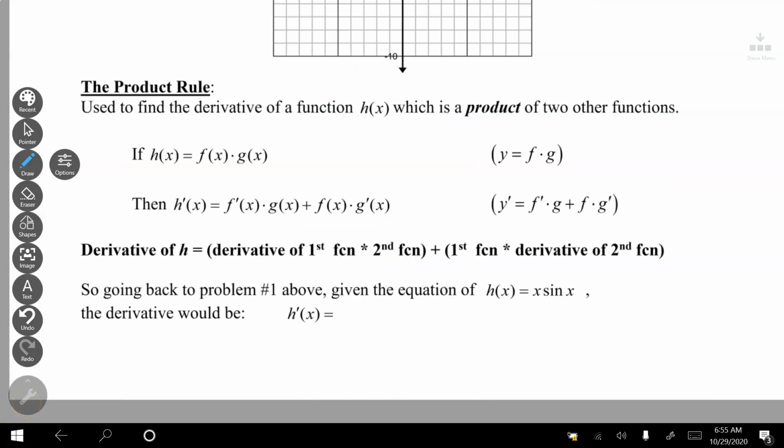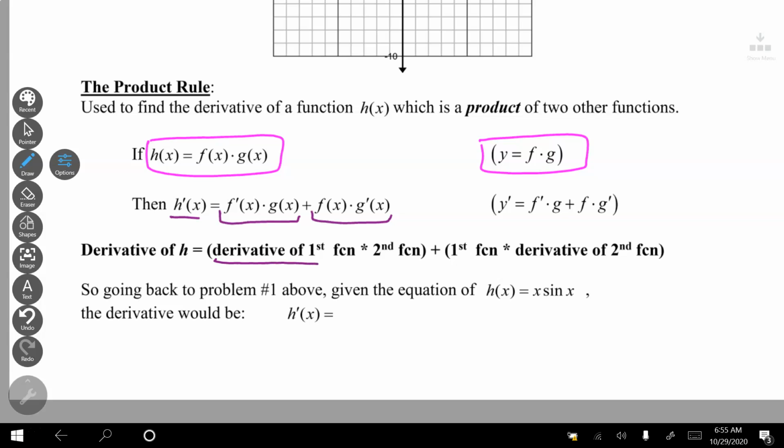So if I have a function that is a product, one function times another function, f times g, my product rule says the derivative is equal to, you basically have a couple of things going on. It is the derivative of the first function times just the second function, and then just the first function times the derivative of the second. Okay? Or you could go the other way, you could go whatever way you want.